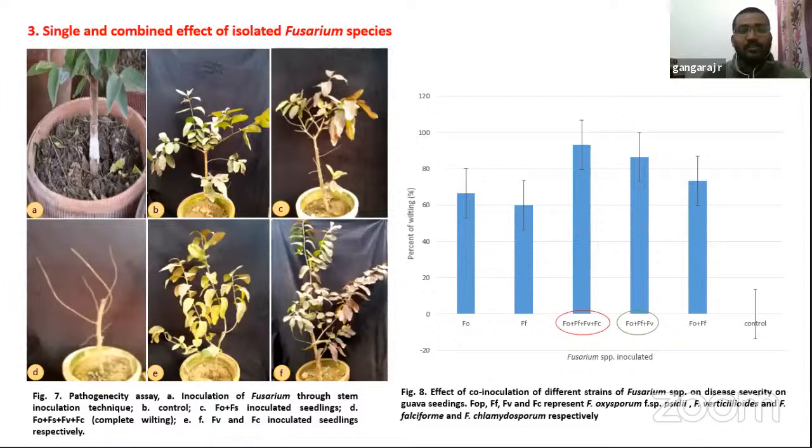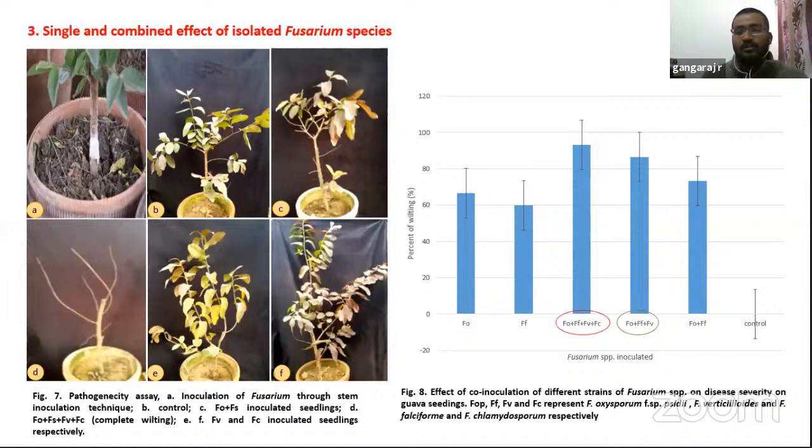For the single and combined effect, we found that all the Fusarium species together, oxysporum, falciformis, equiseti, and chlamydosporum, gave the highest disease percentage of wilting symptoms, followed by Fusarium oxysporum, falciformis, and equiseti.